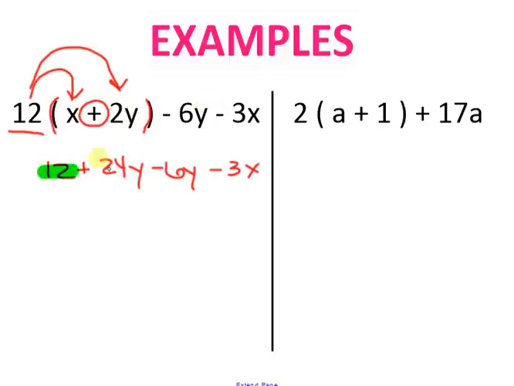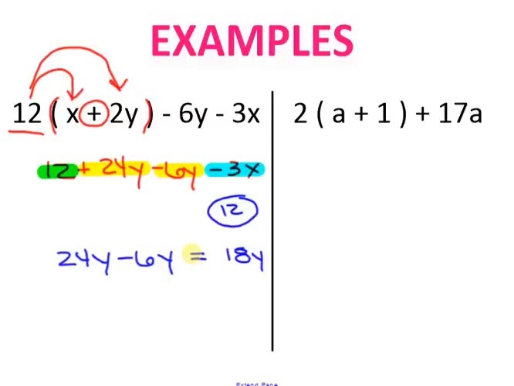So here I have a 12. Here I have a plus 24y, a minus 6y, and then I have a minus 3x. So the 12 is by itself. 24y minus 6y is 18y. He's going to go in the final answer. And the minus 3x is by itself. Oh, no, it's not. Miss Oates made a mistake. Oh, no. Look what I did. 12 times x was 12x. I forgot the x up here.